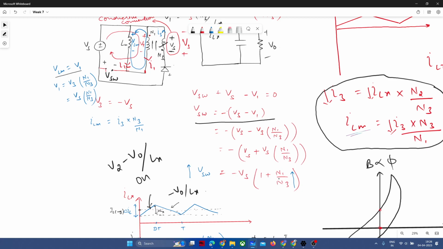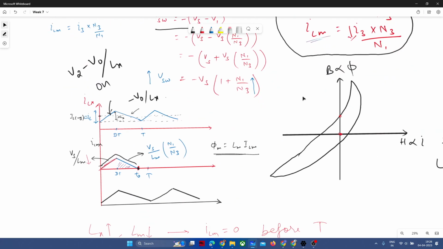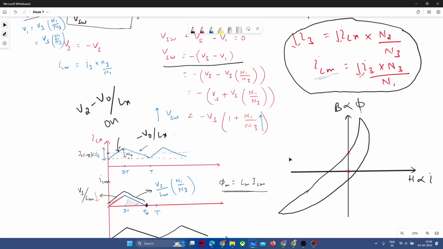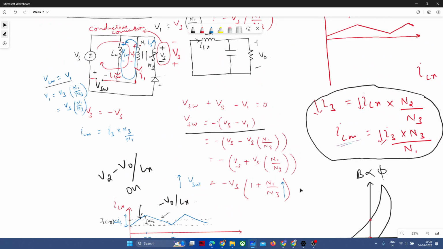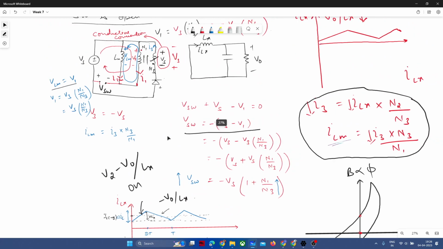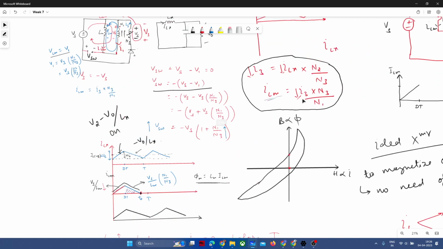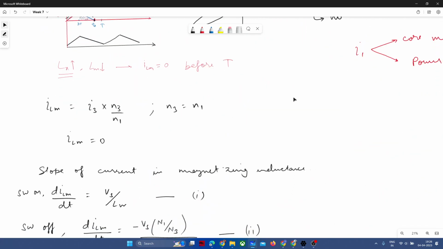And generally we keep N1 equal to N3, then the switch blocking capability should be twice the supply voltage, right? And the diode voltage blocking capability we already derived in the last session. So I think we are more or less finished with the concepts of flyback and forward converter.